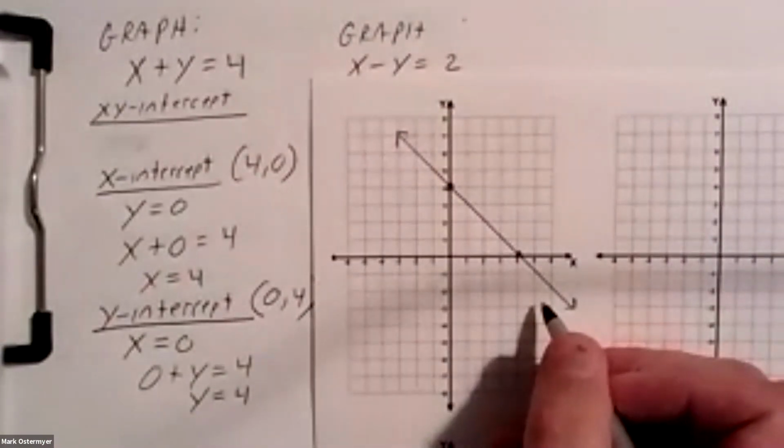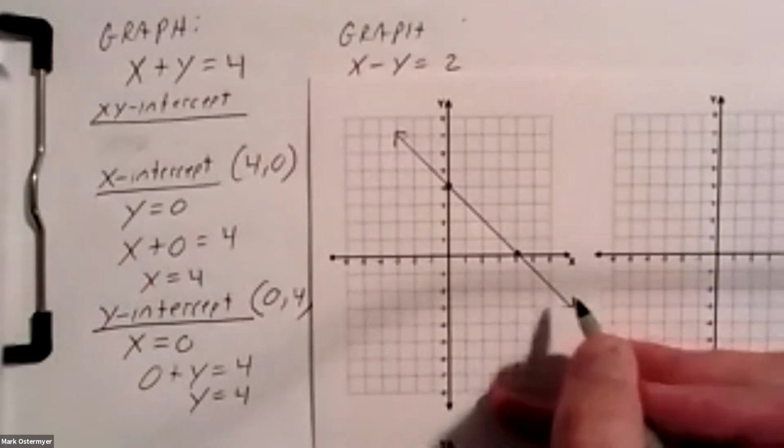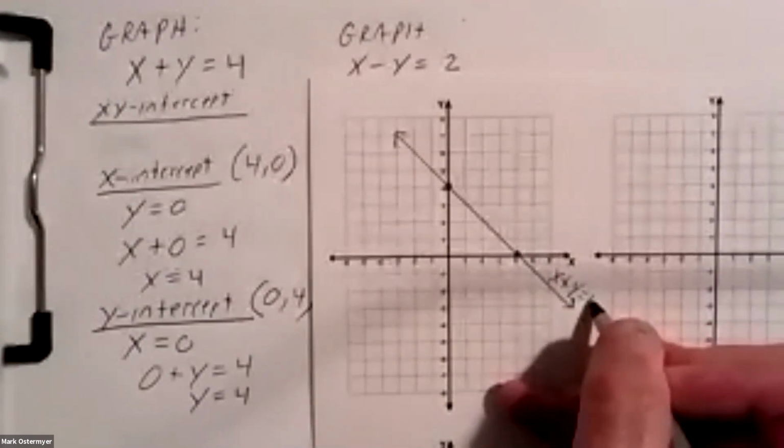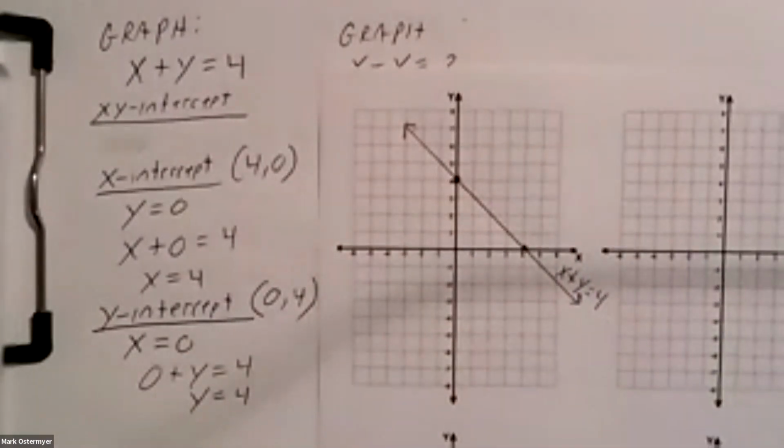Now this is optional, you don't have to do this, but along this line, I like to put the equation that generated it so I know from whence it came. So I'm going to put the equation that generated that line.